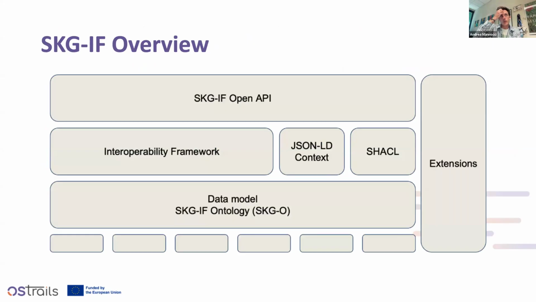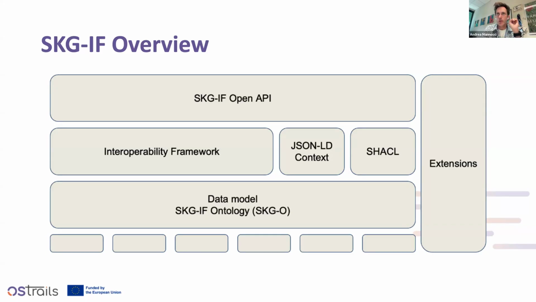So in a nutshell, the overview of the SKG-IF is like this. At the very bottom, we have the data model, and the data model has been developed with semantic web technology languages. These 6 boxes underneath, I didn't put any text, not to be redundant. It will become evident afterwards, but these are ontological submodules. And then on top of the data model, we have the interoperability framework, which is the way that the data model is serialized into JSON, and the format that should be complied with in order to have objects and information exchanged over the wire.